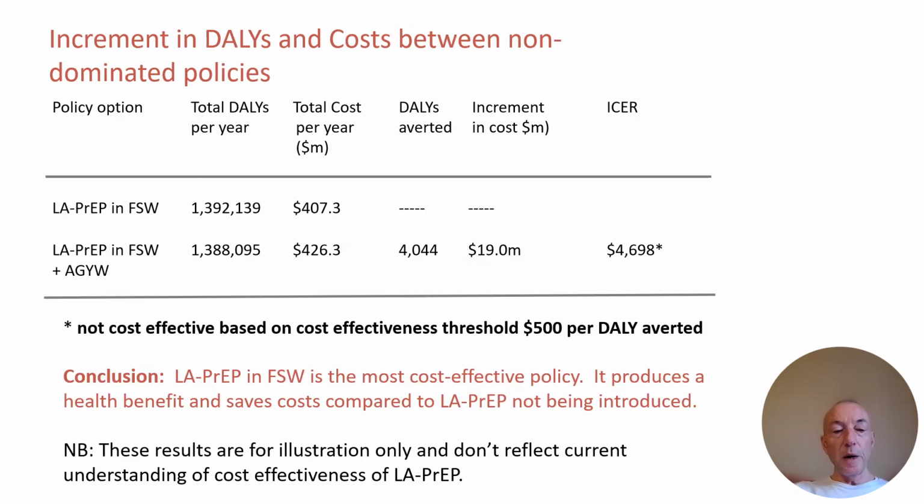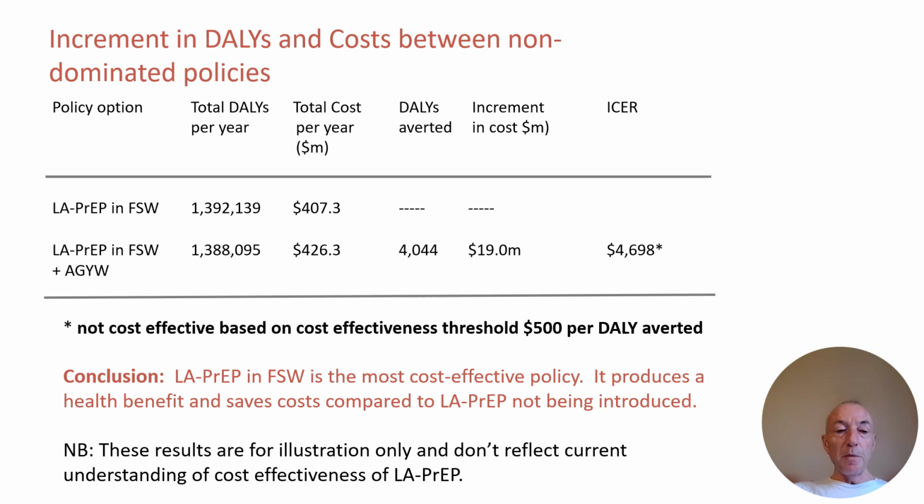So if we return to our example, and I should stress that this example is just using notional data. These are not real model outputs, and so they don't actually reflect the cost effectiveness of long-acting PrEP, I should stress. They're just used as an example.